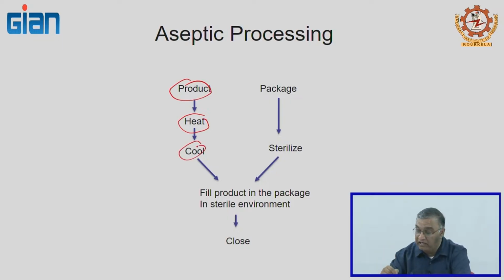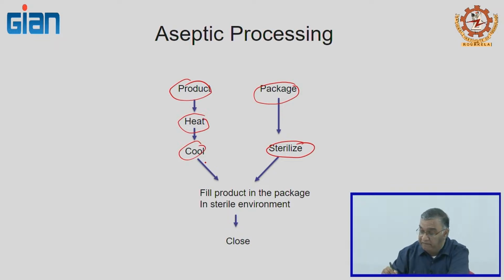Then you cool it down, and then you bring it into an aseptic environment. You take the package. Here it doesn't need a metal package. You probably can have polymeric pouches, or you can even have a paperboard with some type of appropriate protection. So you can use some of those, and then you can sterilize them using some chemical or other means. For example, hydrogen peroxide is often used with some of the polymer sterilization.